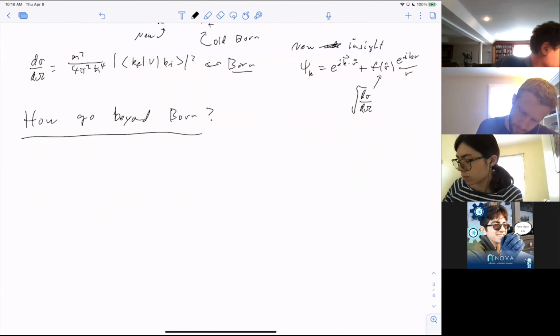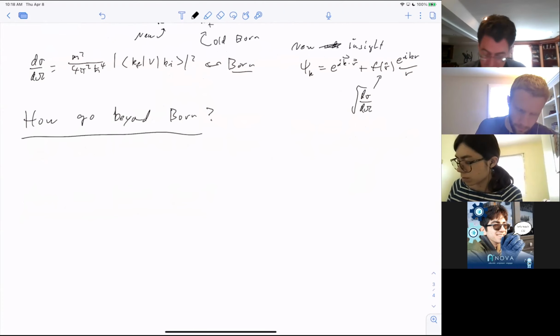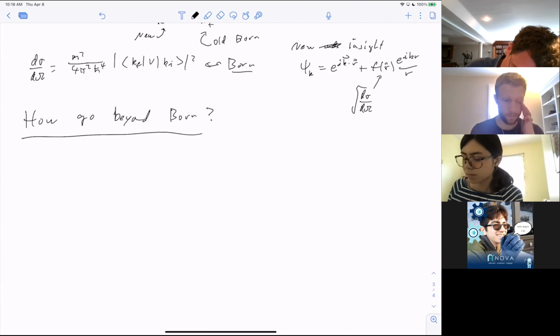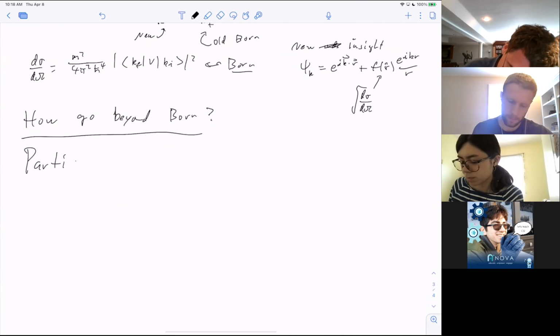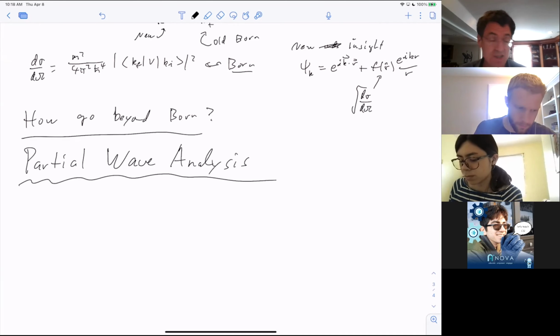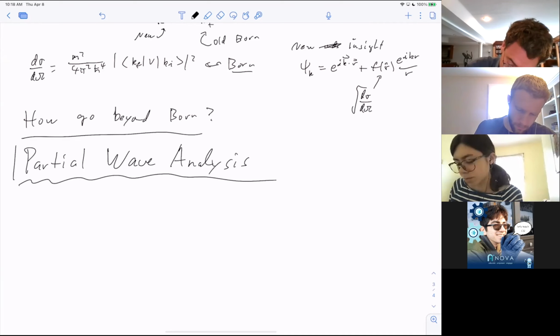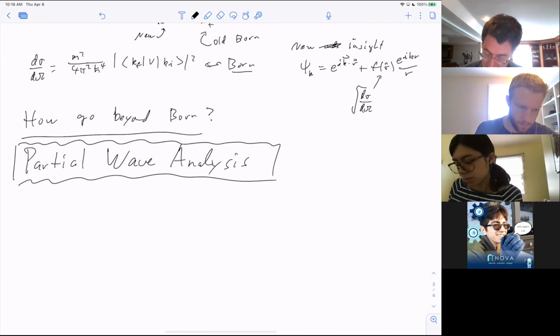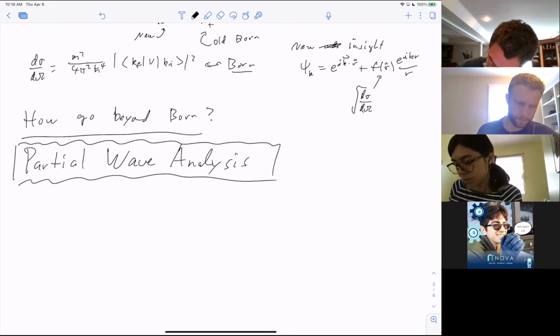So what we got to do then is we got to be a little tricky. So to go beyond Born, what we have to use is the partial wave analysis. And this allows us to go beyond Born, okay? So now let's do the partial wave analysis. All right, here we go, partial wave analysis. And this is how we go beyond the Born approximation.